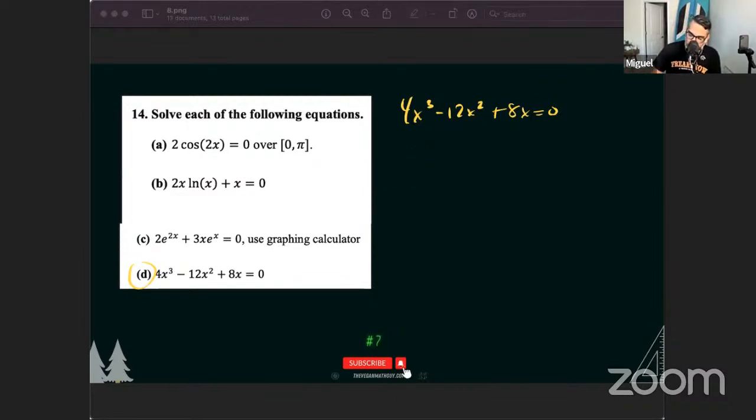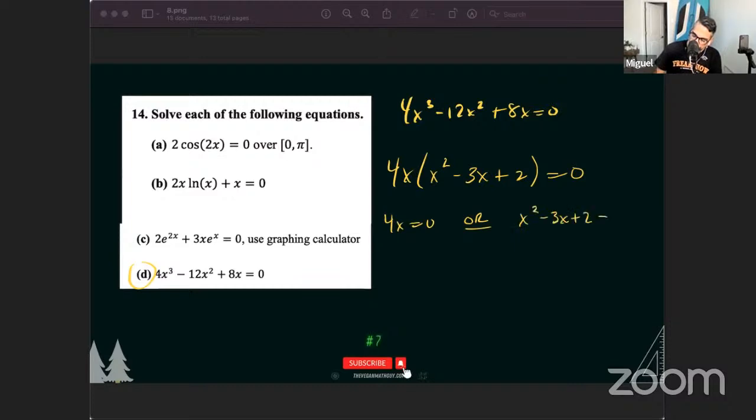Let's see, 4x times x squared minus 3x plus 2 is equal to 0. Okay, actually, let's think about this. We have two things being multiplied together. So we set the first one equal to 0, or the second one's also equal to 0. That first value, we can divide both sides by 4 and get that x is equal to 0. So that's one solution. And then the other one, we have a quadratic.